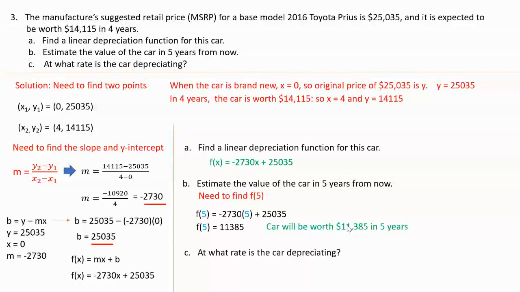Now part C. At what rate is the car depreciating? In other words, what is the slope? But since the word depreciating is already there, we don't have to put the negative sign. So the answer will just be $2,730 per year. That's how much the car is depreciating every year.